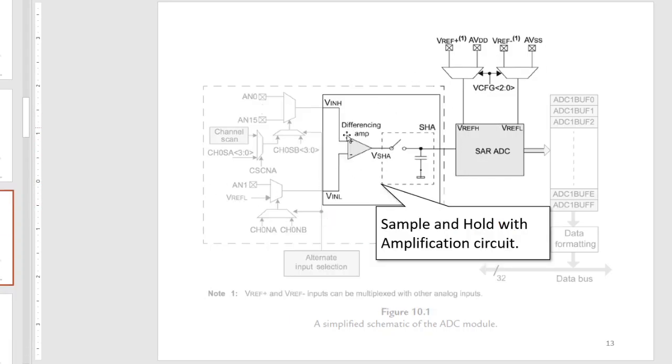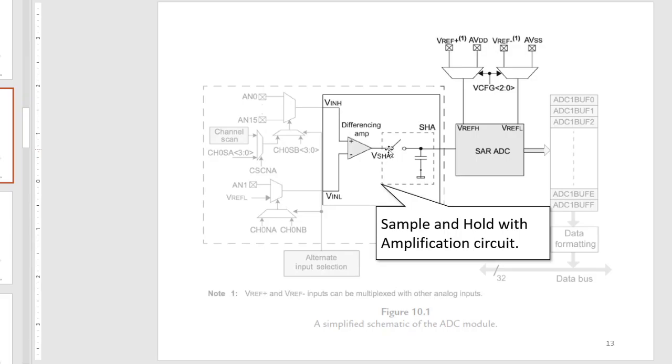Next we have the sample and hold circuit, which comes with some amplification with the differencing amplifier. Here for the sampling part, we are just using a switch. Of course, it will not be a mechanical switch.